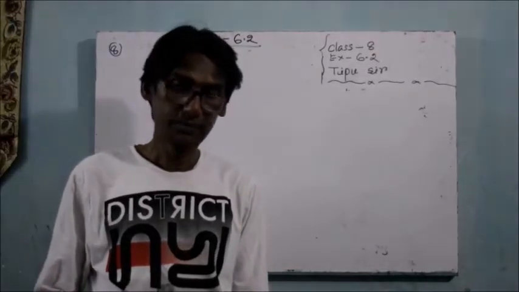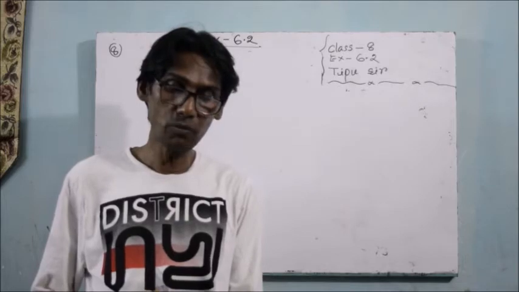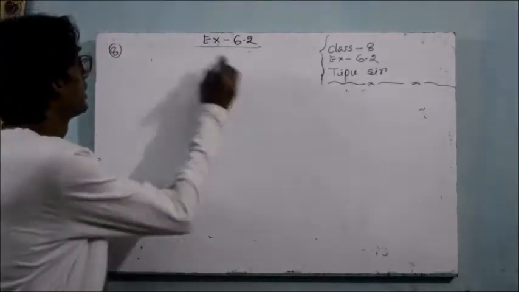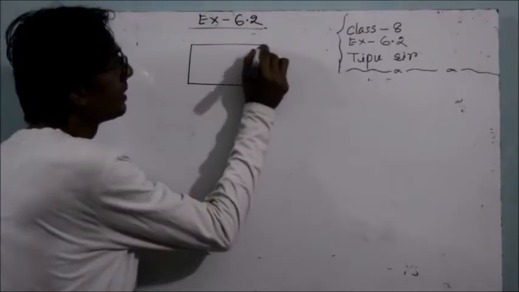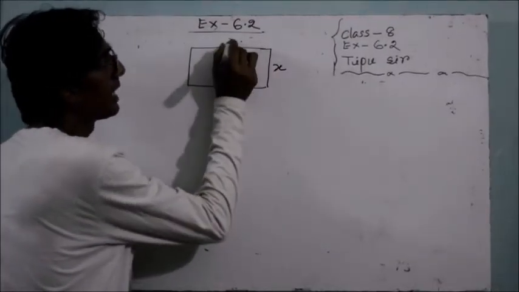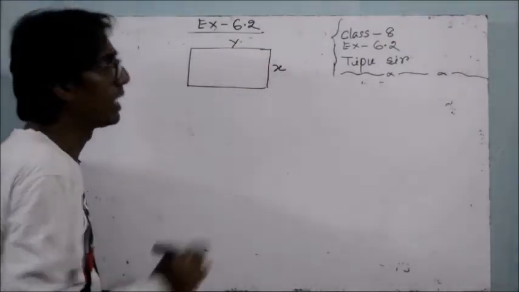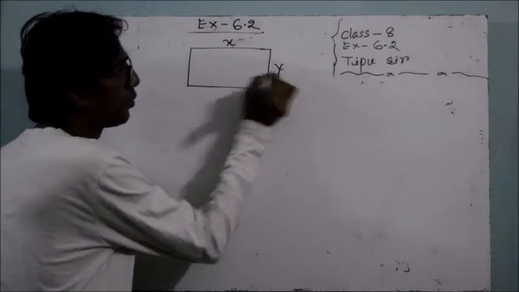Math number 8. The length of the rectangle is 25 meters more than the breadth. Suppose it is a rectangle, this is length and this is breadth. Let the length be x and breadth be y.